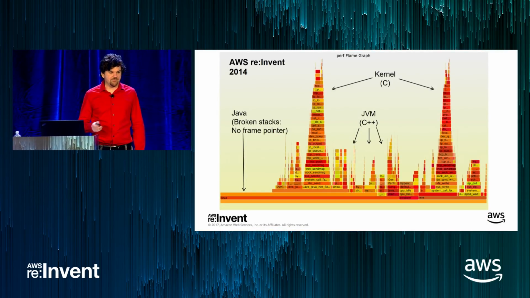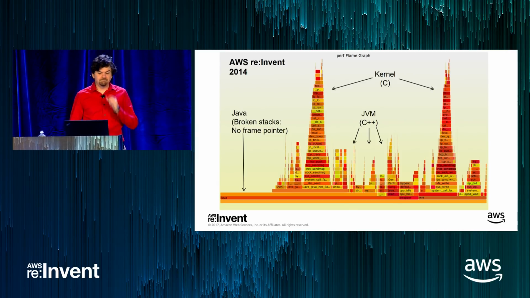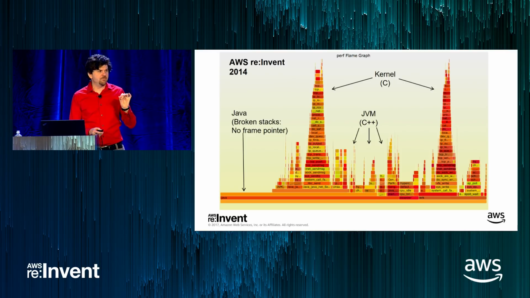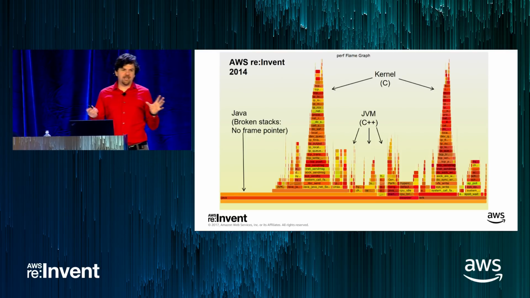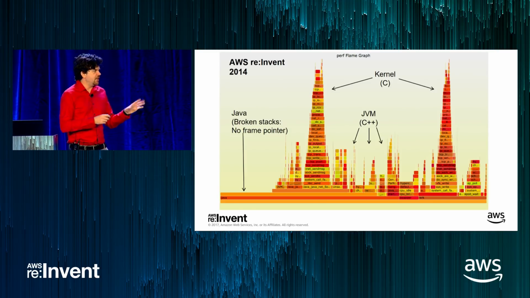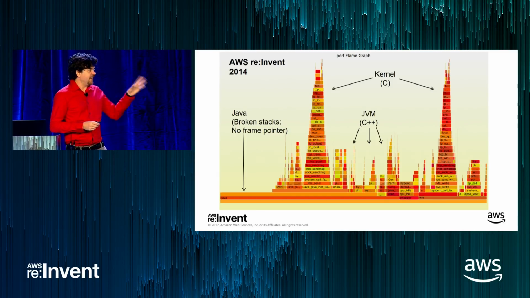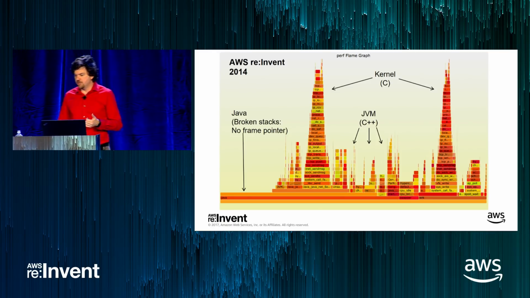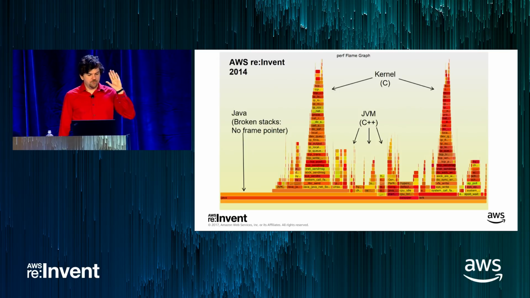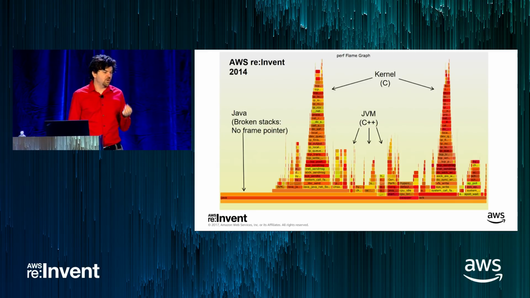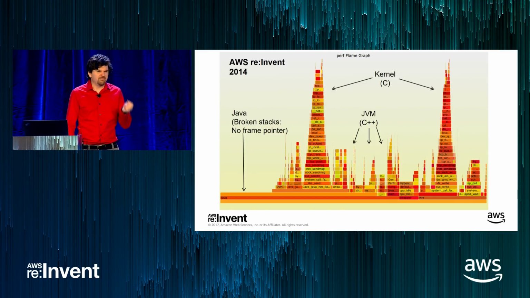When I talked about flame graphs at re:Invent 2014, this was the state of doing a CPU performance profile of Java. It was OK because we could look into the kernel and we could look into the operation of the JVM, but the Java context was missing. So the stacks were all broken because Java didn't honor the frame pointer, and the frame pointer is how the perf tool finds the stack trace. And the frame pointer wasn't honored as a performance optimization, which provides a minuscule tiny win on modern processors.